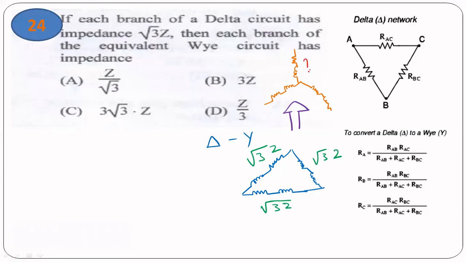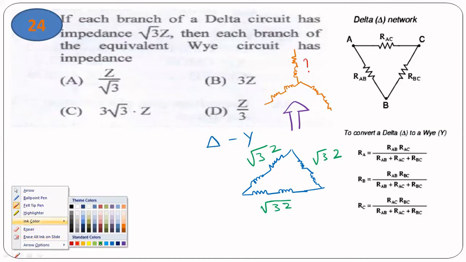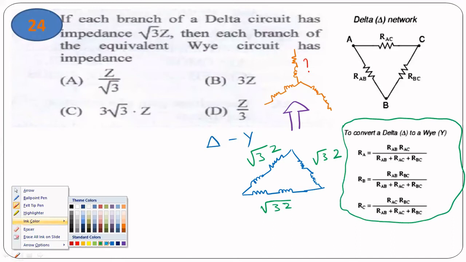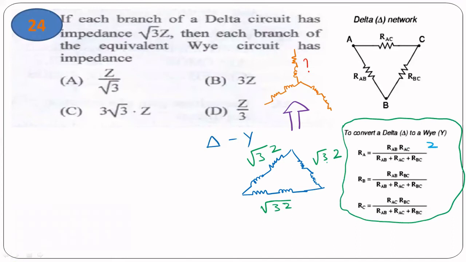Whenever we have to convert delta to star, we need to be very familiar with the formula given here. Whenever we have to convert a delta element to a star element, this is the formula we need to use. Here the values are given in terms of resistance, but you can always change over to the form of Z, that is impedance. So let us calculate the impedance by applying the formula given here.